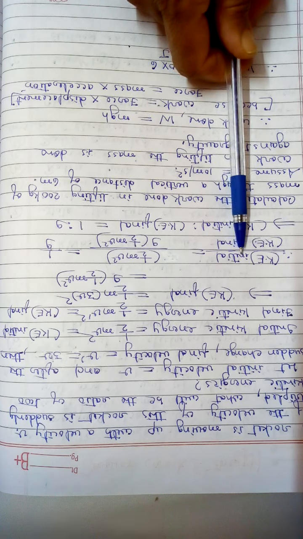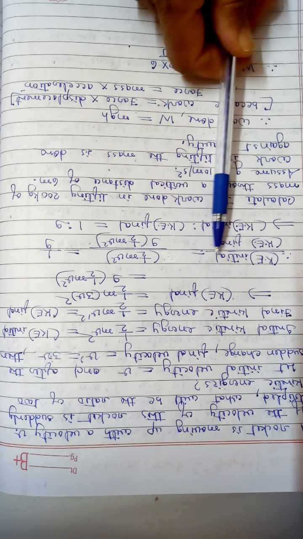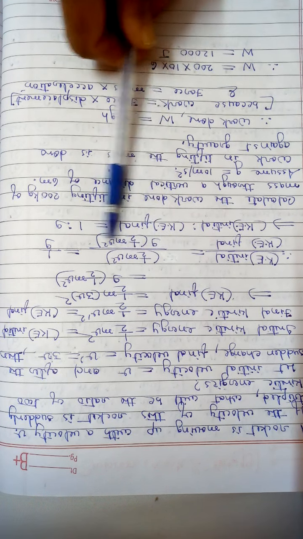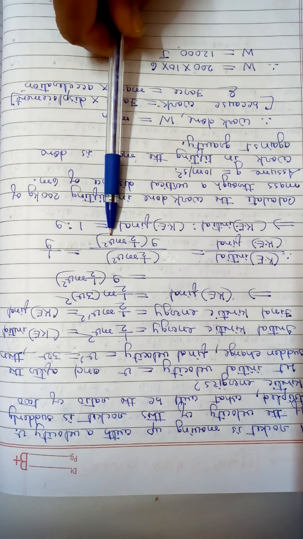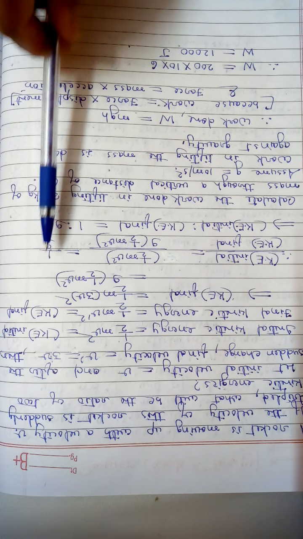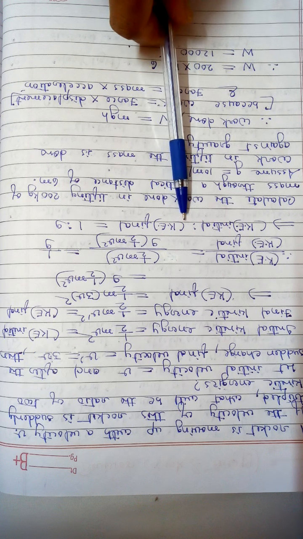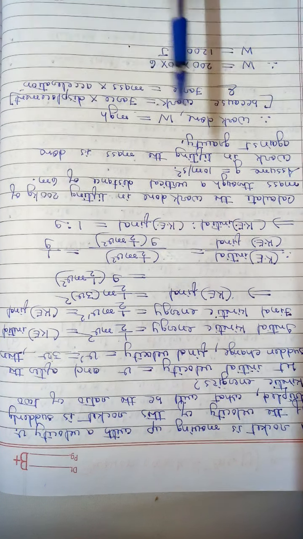So when we try to find the ratio of these two kinetic energies, KE initial upon KE final, we get half mv square upon 9 into half mv square. By cancelling these with each other, we get 1 upon 9. So the ratio of kinetic energy initial to kinetic energy final is 1:9. Next question.